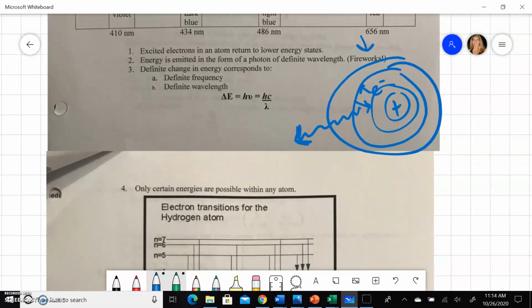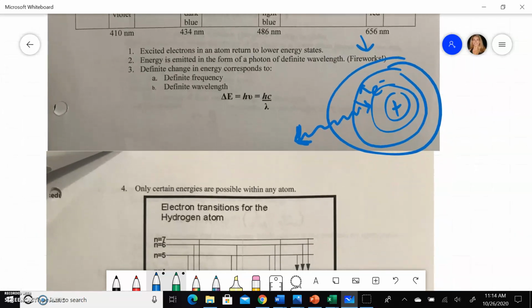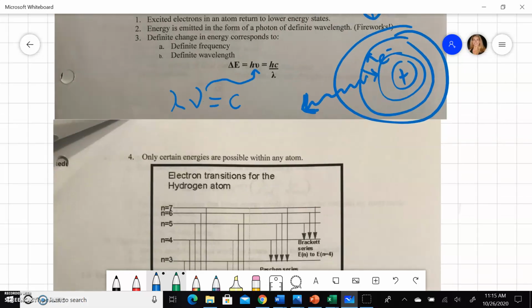Some of these are just algebra equations, so notice the C, we talked about this. So what you can do is replace some of those variables. If you rearrange this equation for V, you can plug in C over lambda, which is what they did here. So it's just rearranging the equations that we did up there.